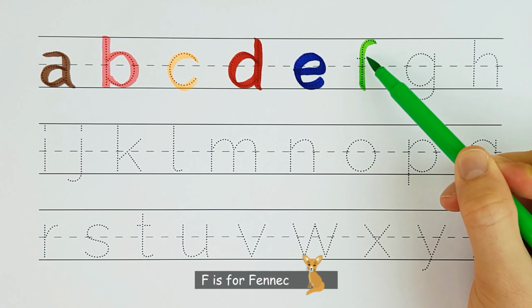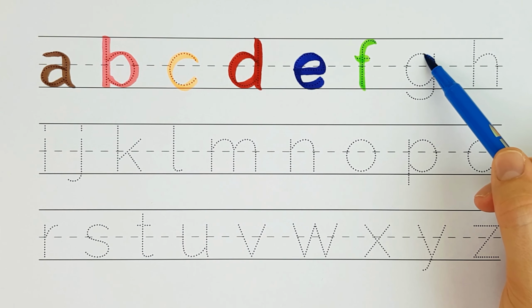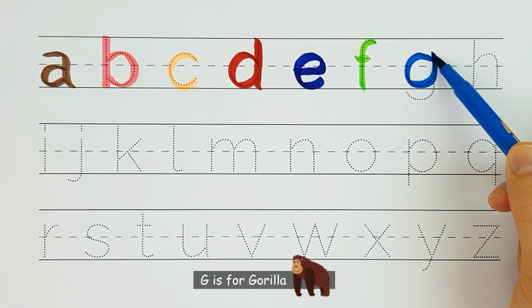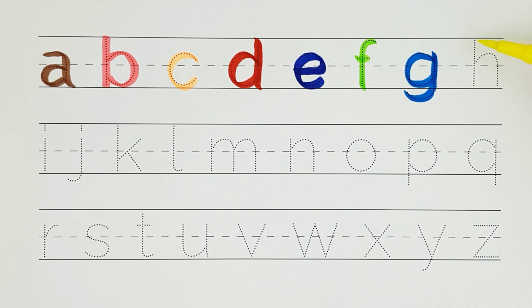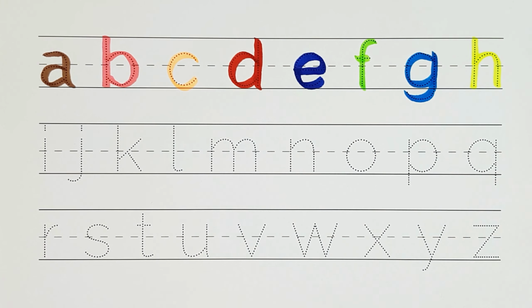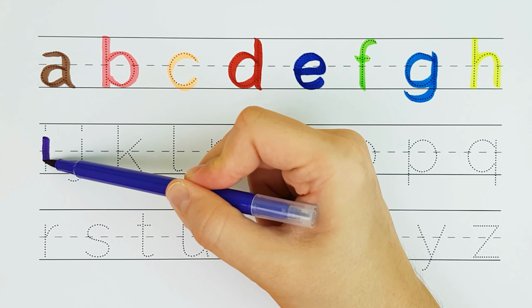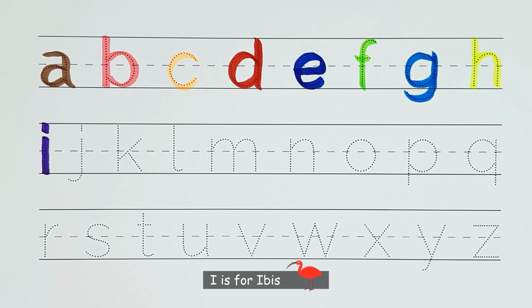F. F is for Fennec. G. G is for Gorilla. H. H is for Hedgehog. I. I is for Ibis.